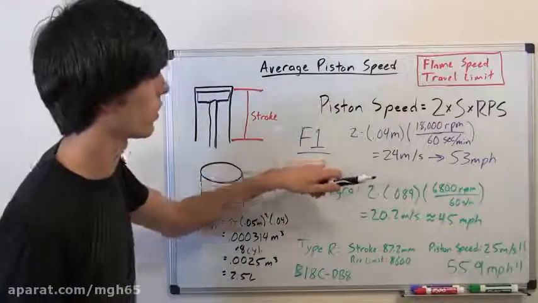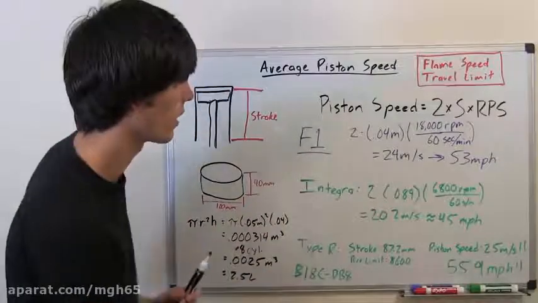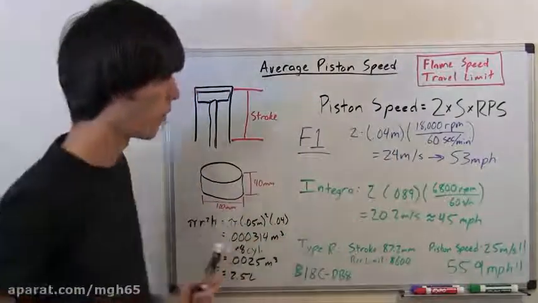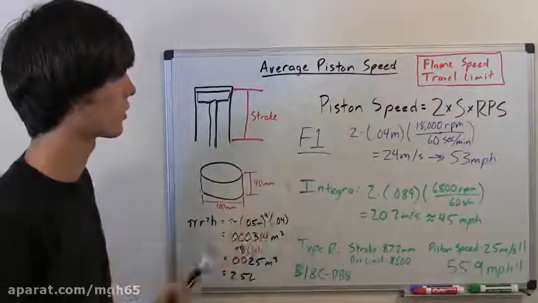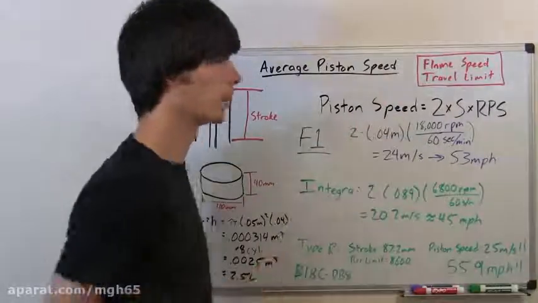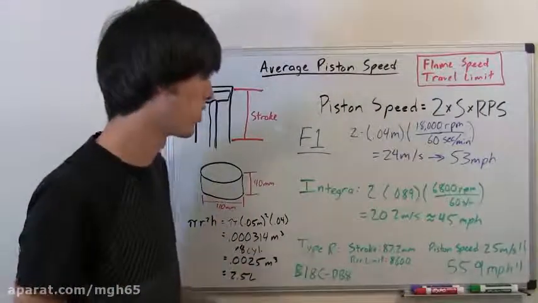Now, what Formula One wanted to do was have higher revolutions per minute, and in order to do that, they had to lower their bore, or their stroke, I apologize. Lower the stroke. So by lowering the stroke, you can lower your piston speed, get it to a reasonable speed, and then you can have higher RPMs.